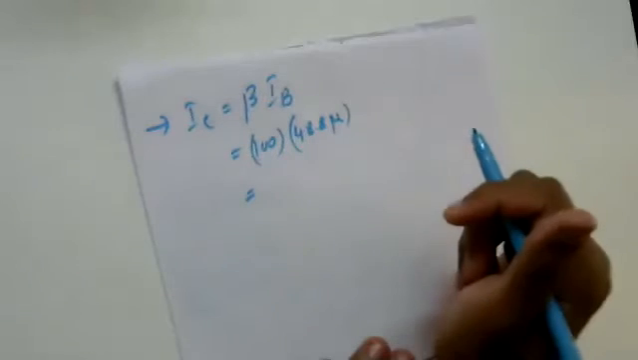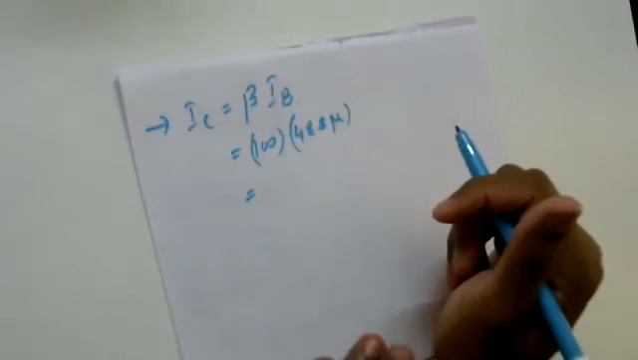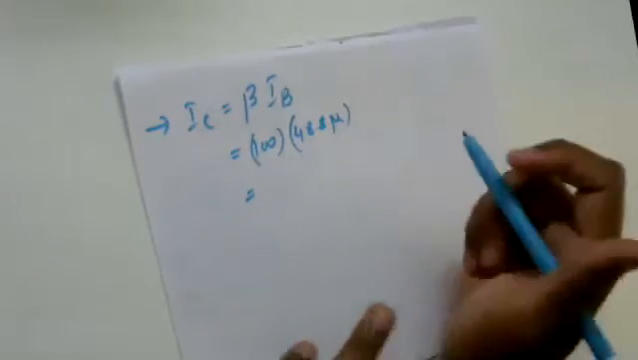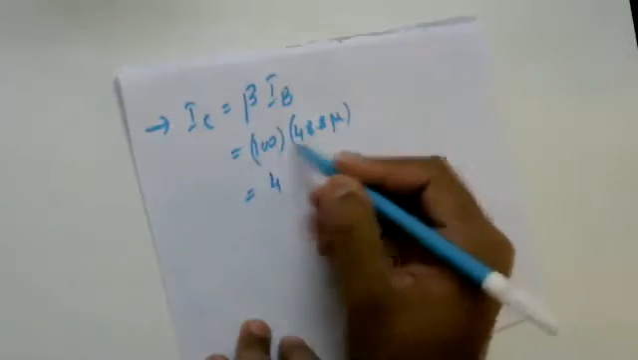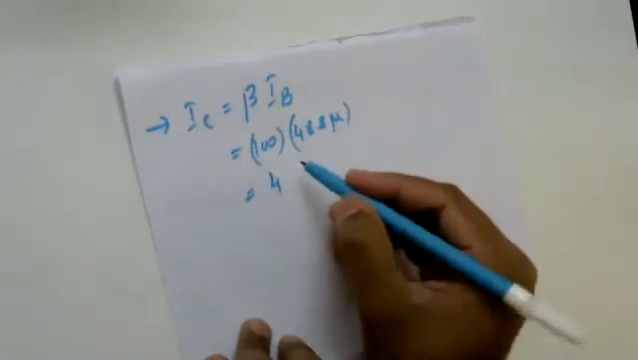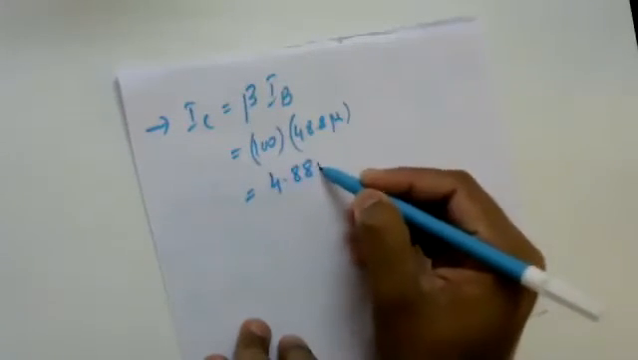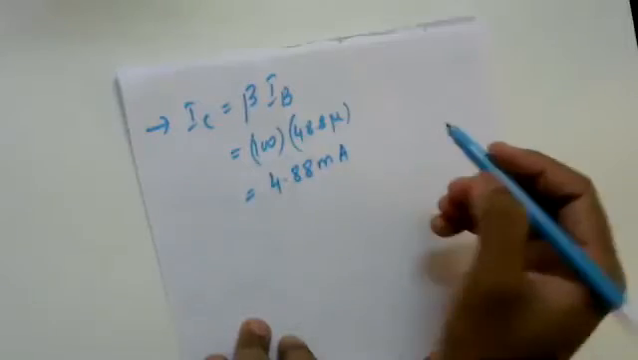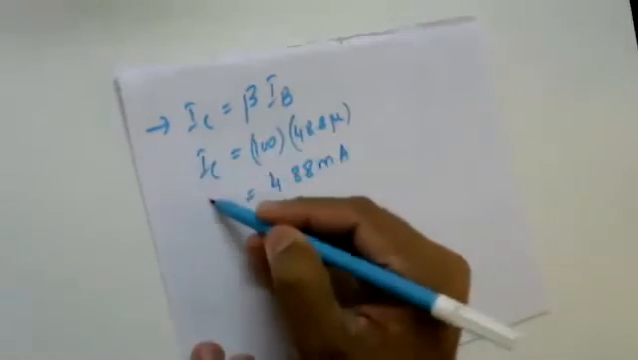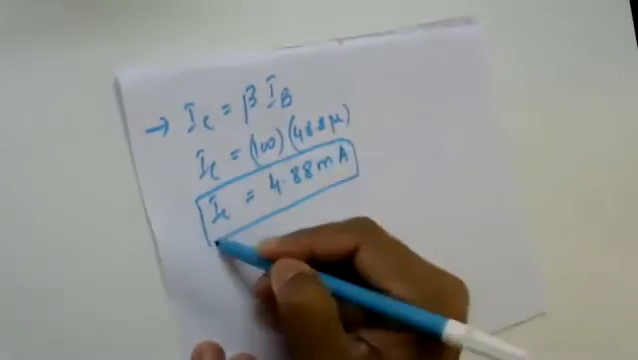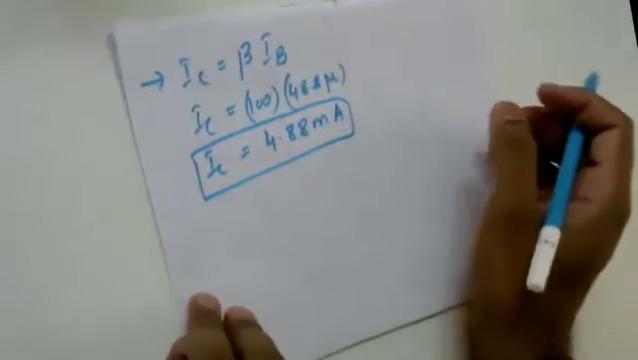What's the value of my IC? The value of my IC is 4.88 milliamps. I'm just multiplying it by 100. That's all. You should get 4.88 milliamps. So this is the value of my IC. Okay, so this is one of the parameters that I was asked to compute.